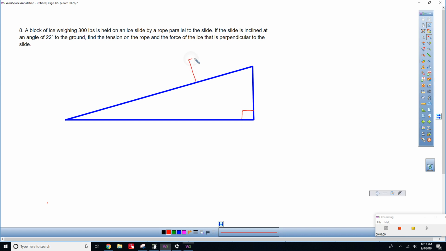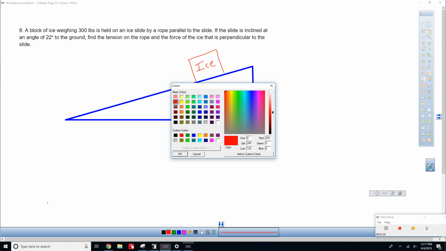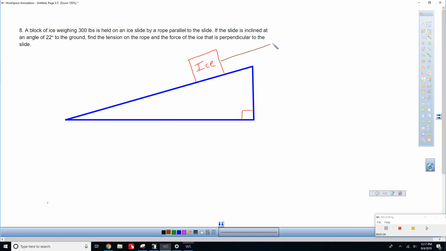And we've got ice. The reason they're using ice is they're insinuating that there's no coefficient of friction, so there's no friction involved. Okay? This ice is being held in place by a rope. Maybe that rope is going around a pulley and attached to some anchor point, okay?